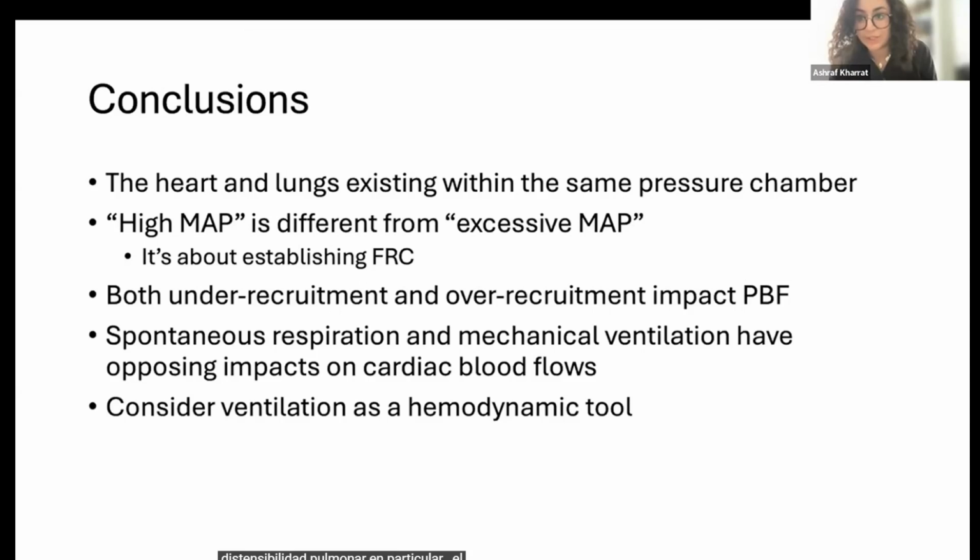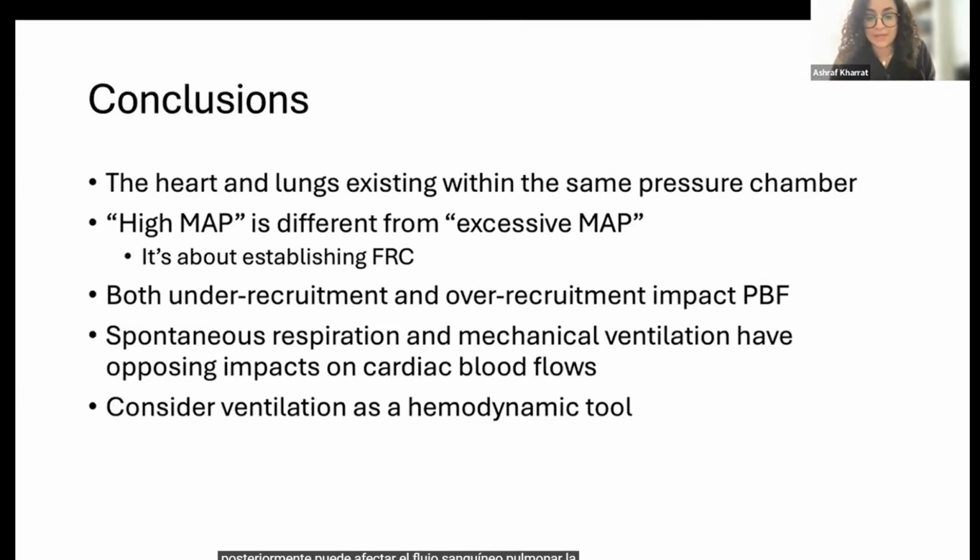Really, the goal is about establishing FRC. One baby might need a higher MAP than another, but as long as they're establishing FRC, that's optimal lung recruitment. And if you over-recruit or under-recruit, that can affect pulmonary vascular resistance and can subsequently affect pulmonary blood flow.